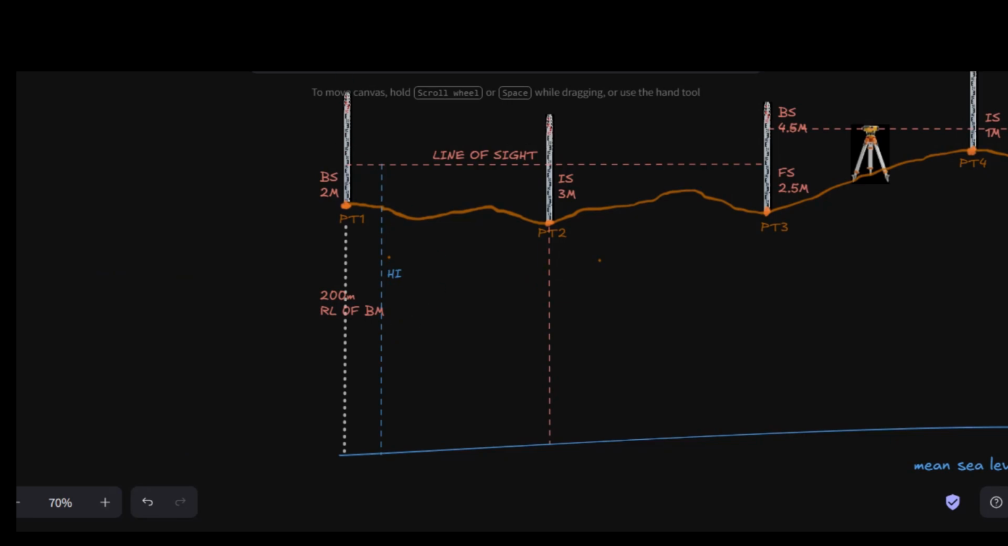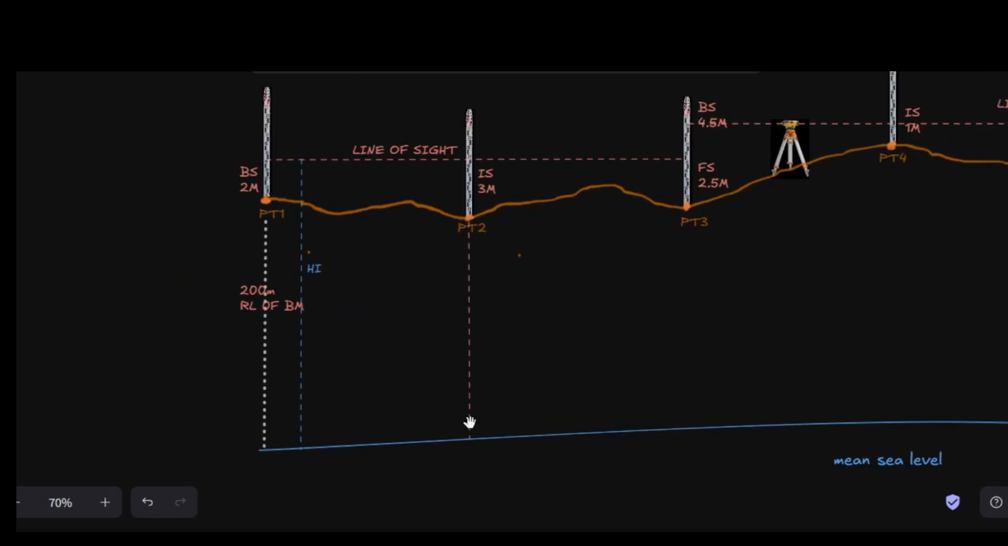Now, for me to find the reduced level of 2.2, I need to determine the total height of the instrument. And remember, I know the back sight reading to be what? 2 meters. That is from this point to the line of sight is 2 meters. Now, from this point to the sea level is 200 meters. What do you think the total height here will be? Remember, that is the reason why you needed to know the elevation of this point. Because if you didn't know the elevation of this point, how would you find the height of instrument in this case?